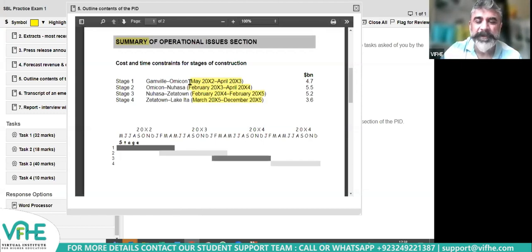May 2000 X2, because that's when the first stage is starting in May, and that's where the graph is also starting. So the project start date is May. What is the project ending date? December X5, good. What is the total duration of the project in terms of years and months? 3 years and 7 months.